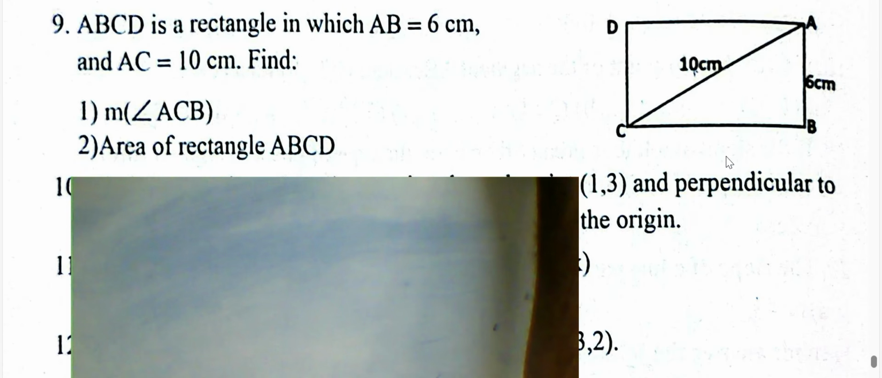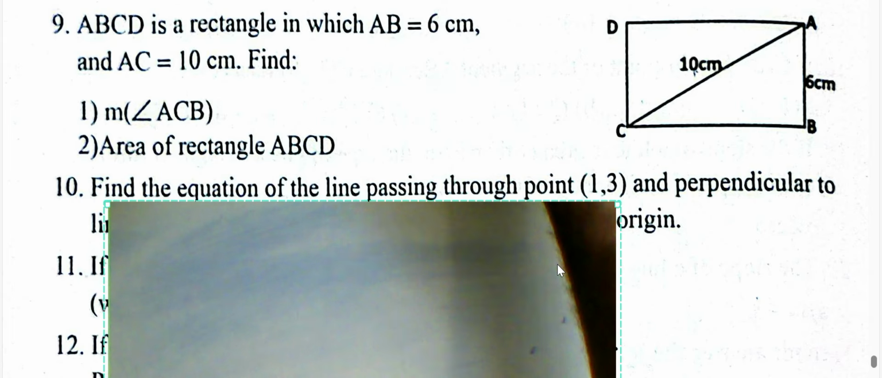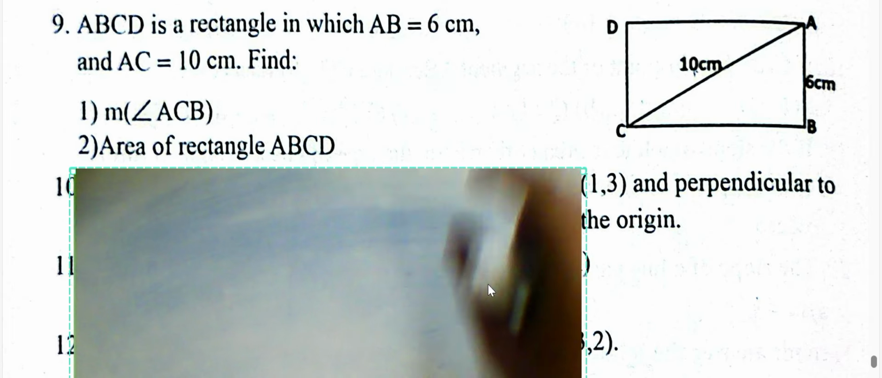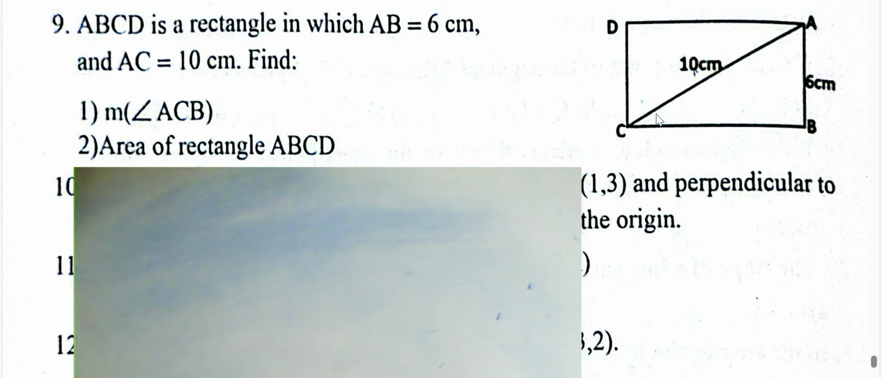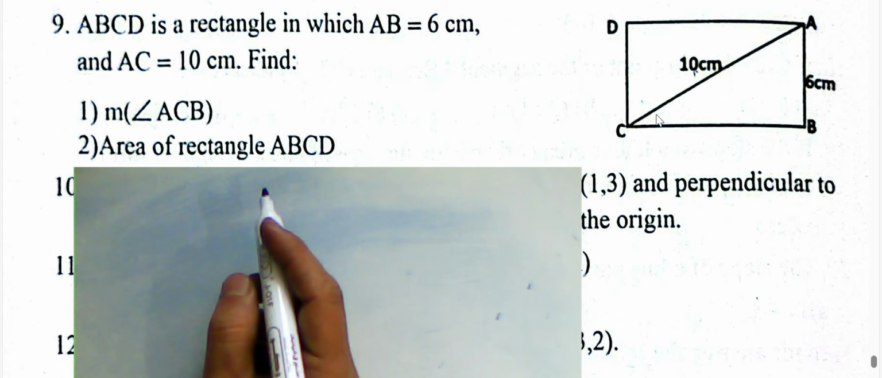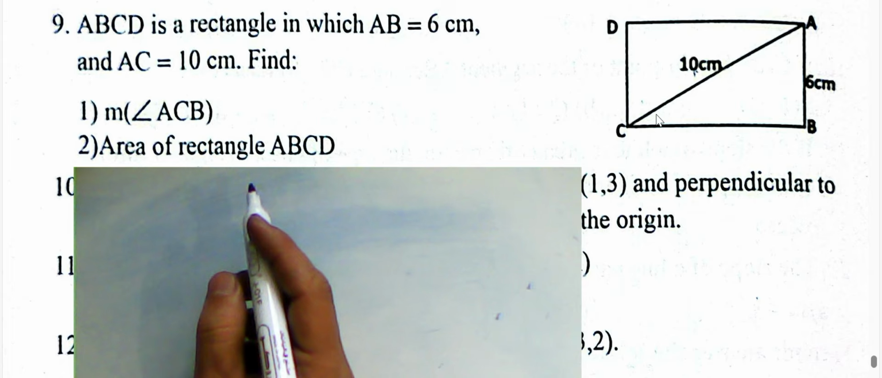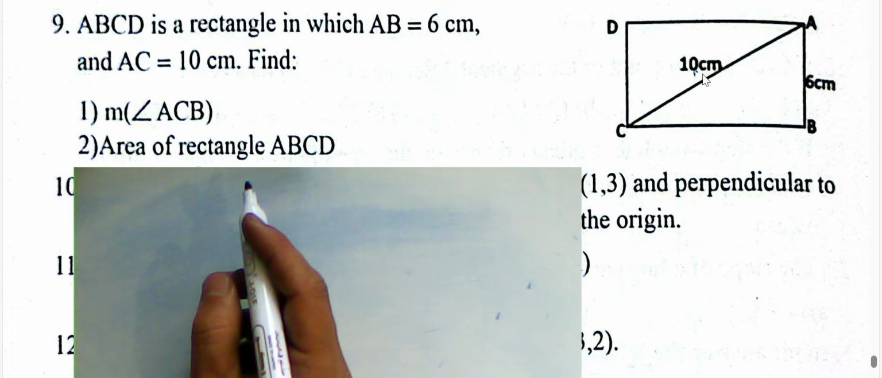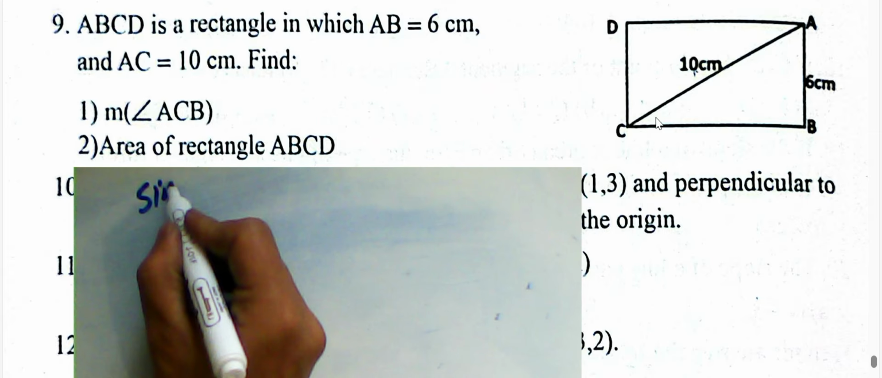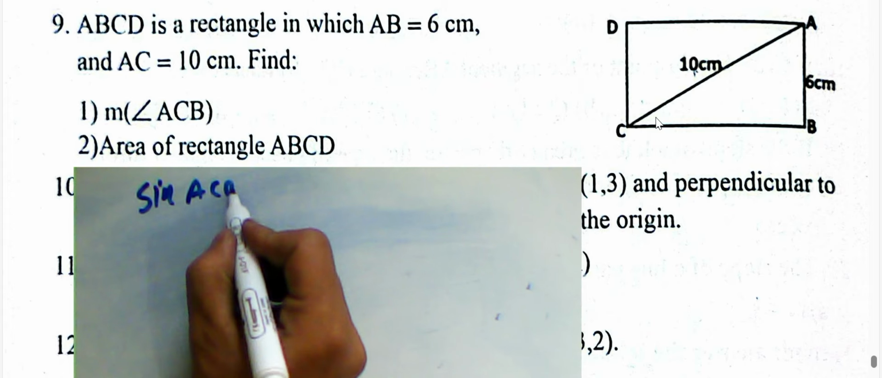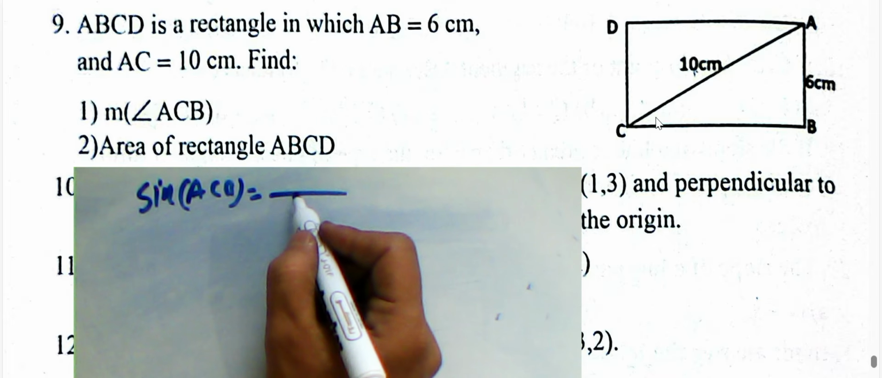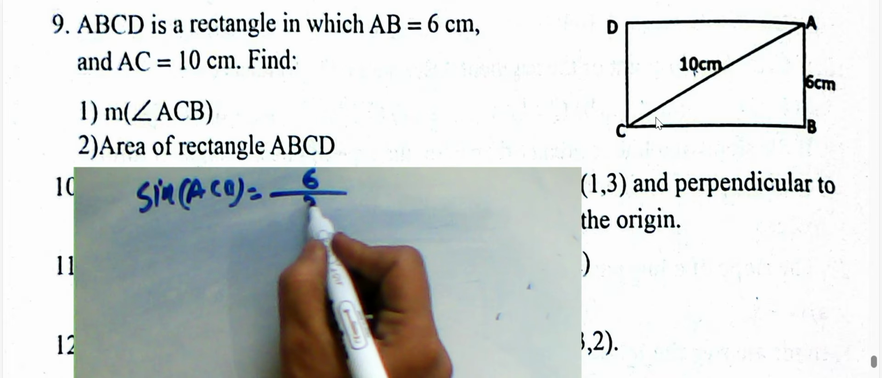Number 9, ABCD is a rectangle, AB equals 6 centimeters and AC 10 centimeters. You want to find the measure of angle ACD. This angle we want to find the measure of. We have opposite and hypotenuse. You can write the relation between opposite and hypotenuse here: opposite 6 and hypotenuse 10. You can write the sine of angle ACD, so opposite over hypotenuse, opposite 6 and hypotenuse 10.